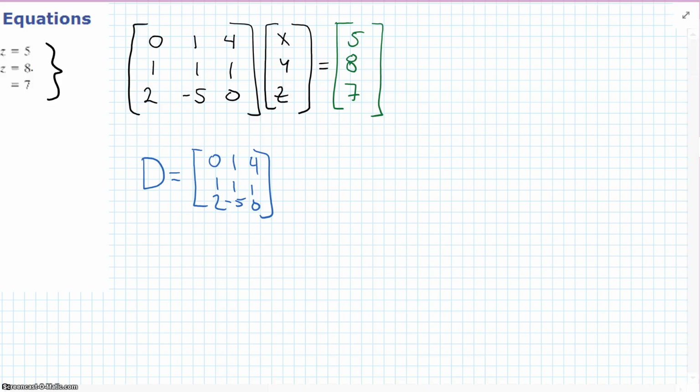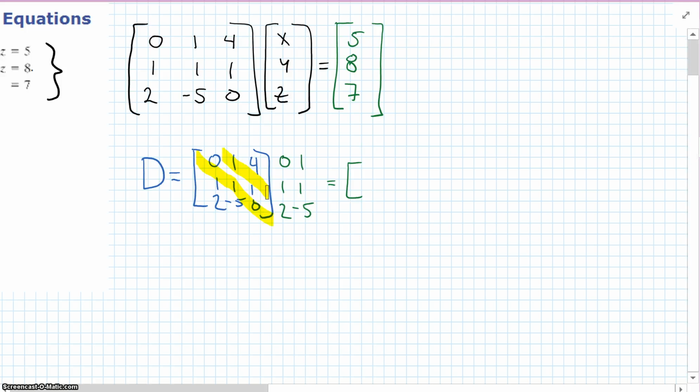Okay, and what was our first step when we find the determinant of a 3 by 3 matrix? Write the first two columns again. Okay, and now it's just going to be products and sums. So 0 times 0 times 1 is 0. 1 times 2 is 2, plus 4 times 1 times negative 5 is negative 20. Okay, so that's going to be negative 18 minus something.